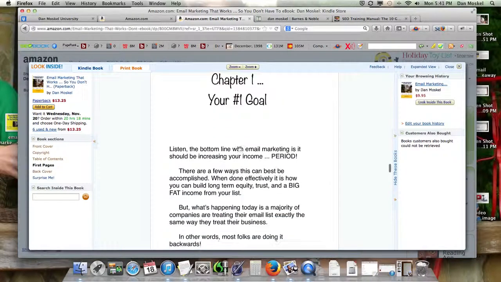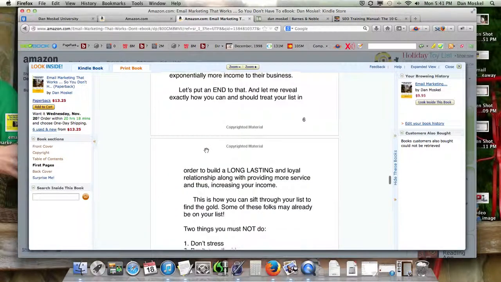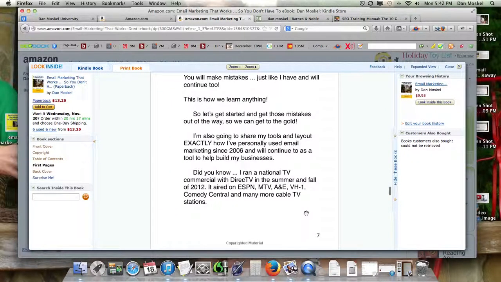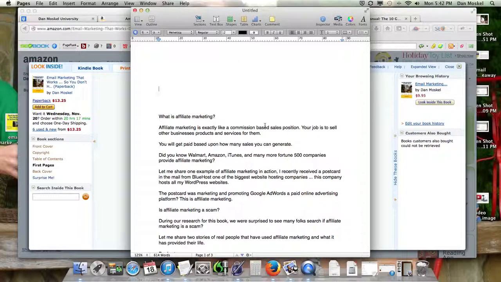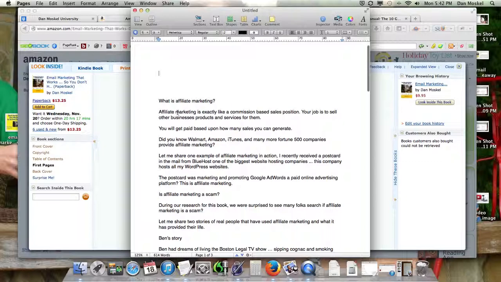With this email marketing book, they said in the first sentence, the bottom line with email marketing is it should be increasing your income, period. Because that's the truth. That's the only reason anybody should ever use email marketing. And one of the things we found out when it comes to affiliate marketing, our upcoming book, and this is our first couple of pages here, is that this is really one of the more important parts of your book. I mean, you obviously want to put together a good book, but you have to sell people to read your book and to purchase your book and then to actually consume your book.